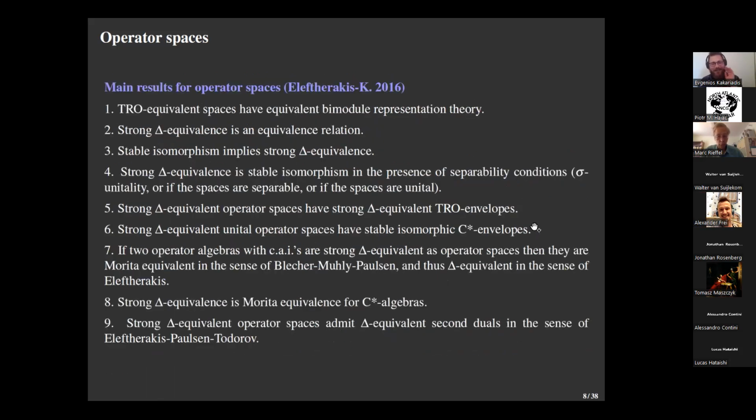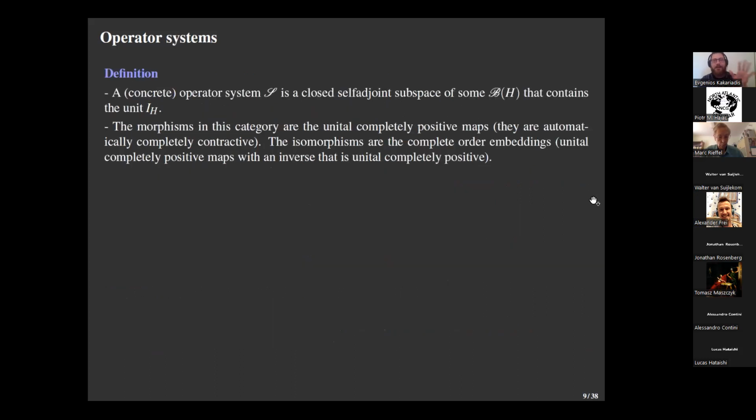I'm sorry. We're happy to answer. All right. Good. If I may, Luca, I would like a confirmation after the answer to Alex. So the TRO equivalence is for already represented systems, and the delta equivalence is that there exists a representation such that they are TRO equivalent. Exactly. Okay, thank you very much.